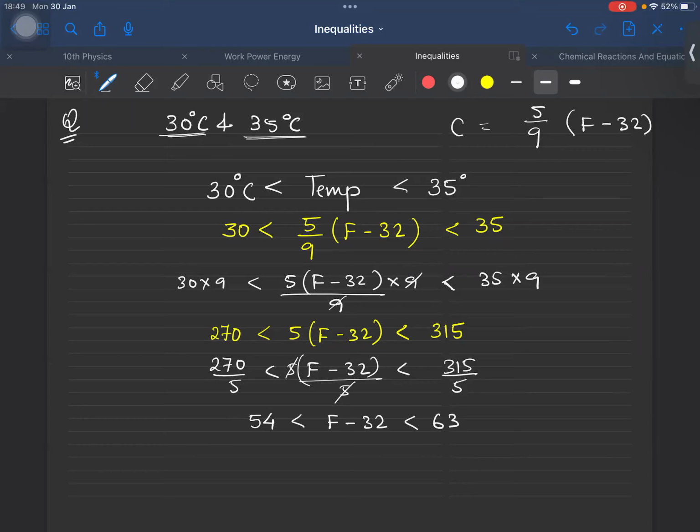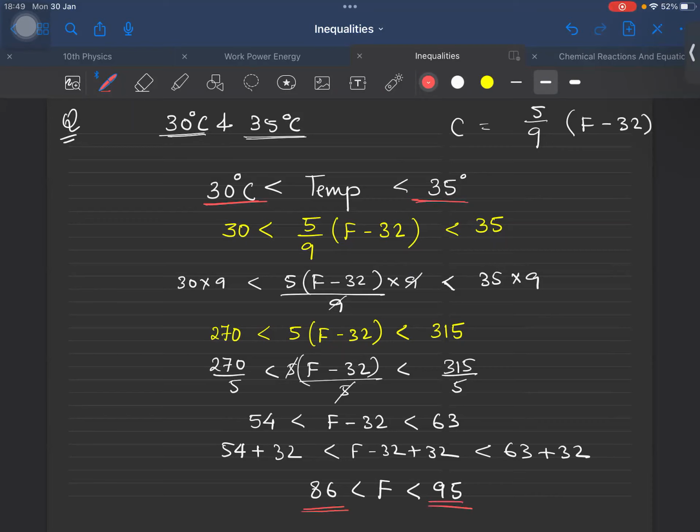Right. Now just add 32 throughout. So 54 plus 32 should be less than F minus 32 plus 32, which should be less than 63 plus 32. So we are getting F should be greater than 86, and here the sum will be 95. So in degrees Celsius the range of temperature is already known, and in degrees Fahrenheit the temperature range is 86 to 95 degrees Fahrenheit.